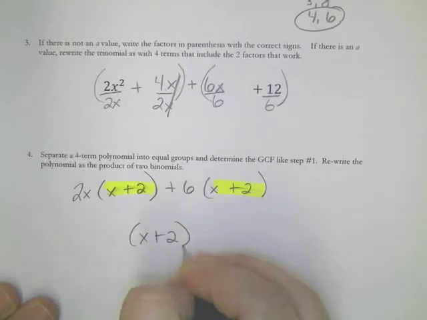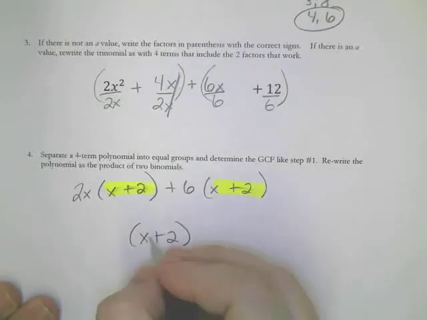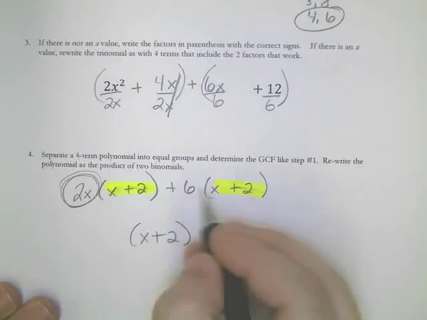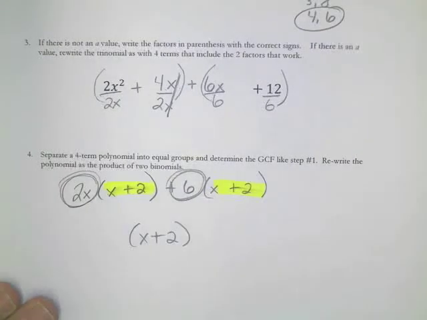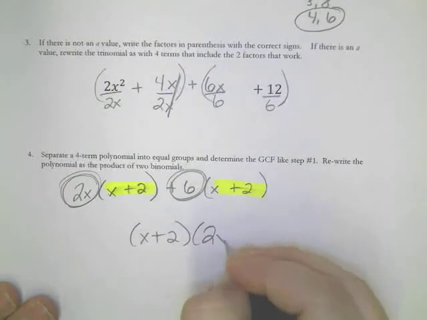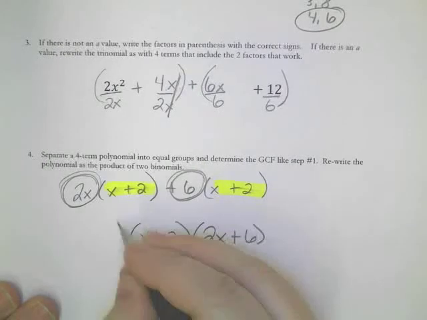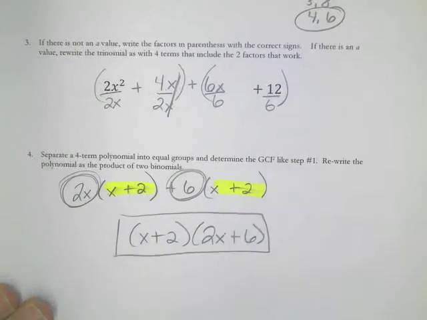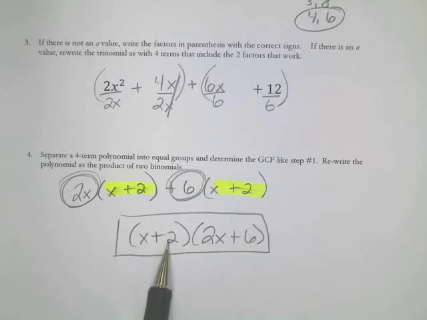The way you find your other factor, it's the numbers in front. It's the things that you factored out. And so my second factor is 2x plus 6. And that's it. Okay? It does get a little harder sometimes when we have minuses, but we're going to follow that same process. The order of these doesn't matter as long as you have an x plus 2 and a 2x plus 6, then you're good.